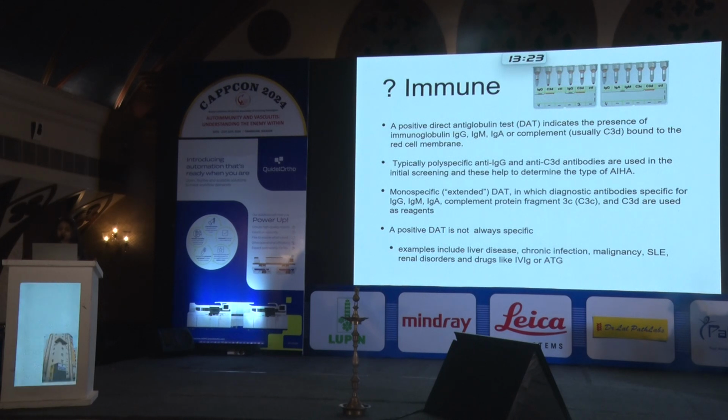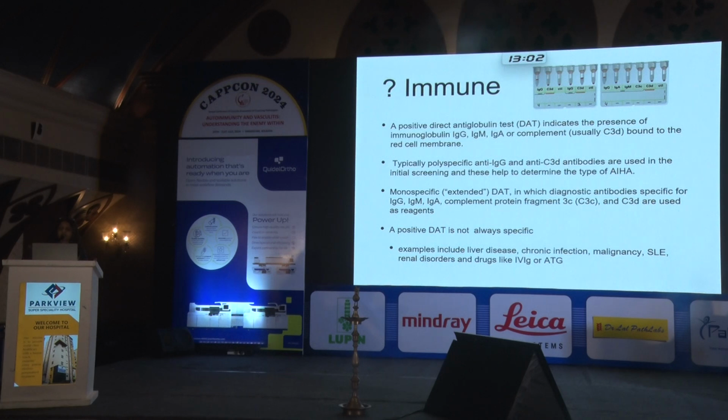We do the direct Coombs test, direct antiglobulin test, which is the first line test. So the first thing you have to do is a polyspecific test, where they will look whether the antibodies are of the IgG and anti-C3d type. So this is the initial screening, and this will help us determine the type of autoimmune hemolytic anemia.